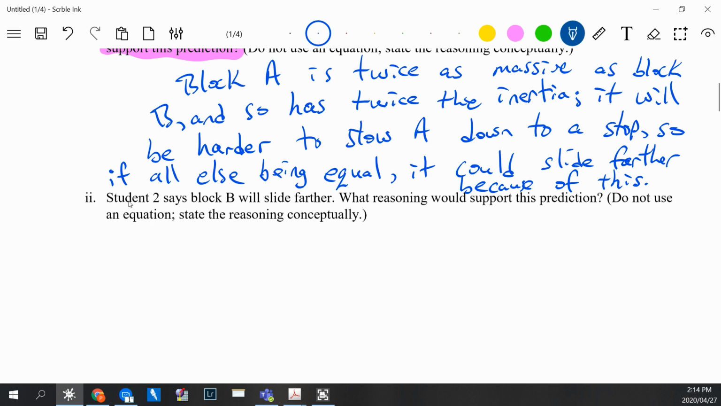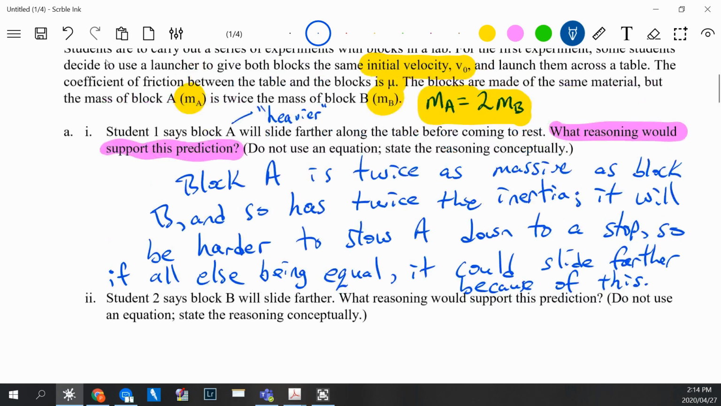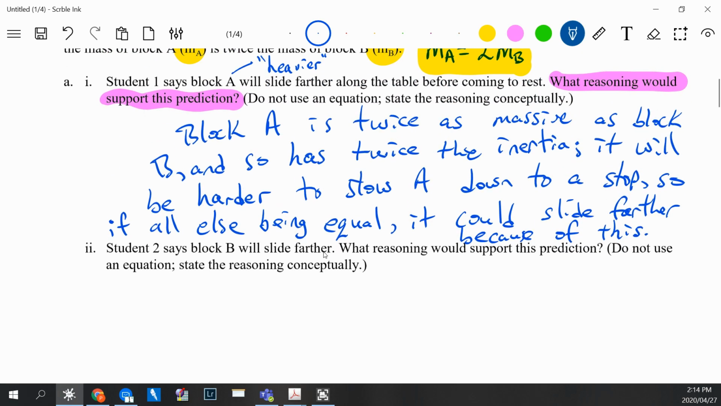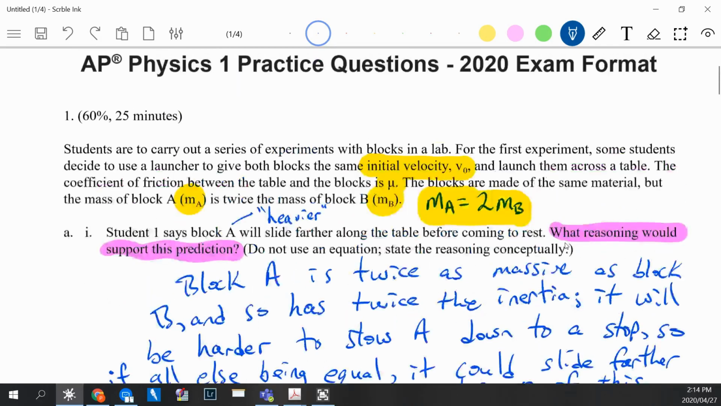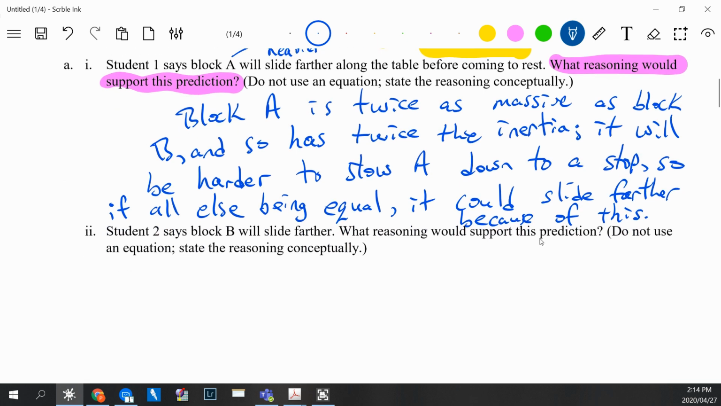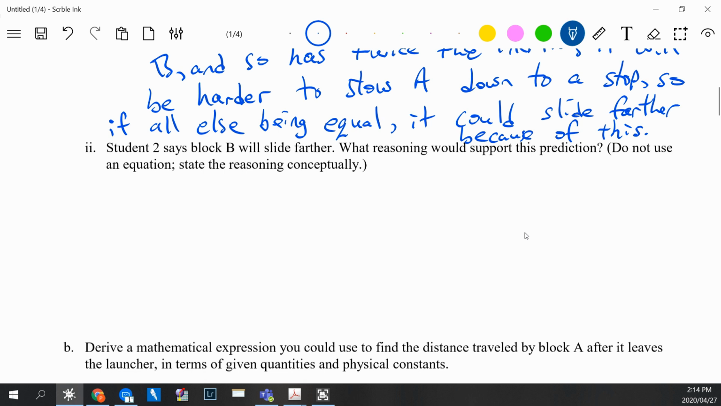The next part says, student B says block B will slide farther. So again, that's the less massive one. So there's direct competition here with the other student. And once again, we're asked, what reasoning would support this prediction? Well, let's think about this. This block is lighter, and considering that it is the same surface, it's the same coefficient of friction, being lighter in this context is genuinely going to lead to a reduced force of friction to stop it. So if we think of that and that alone, we might reason, well, with less force of friction on it, it's going to slow down only more gently, and so maybe it'll slide farther. Again, kind of putting a little bit of an if in that, if all else was equal. So I'm going to build my answer around that.